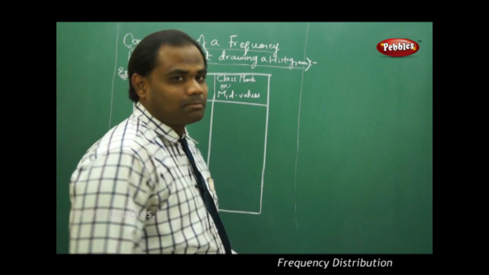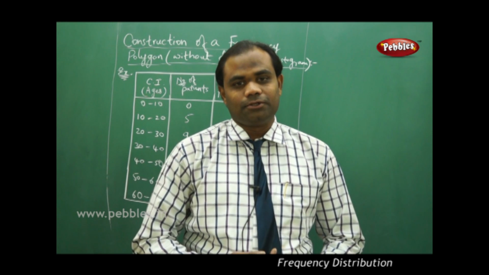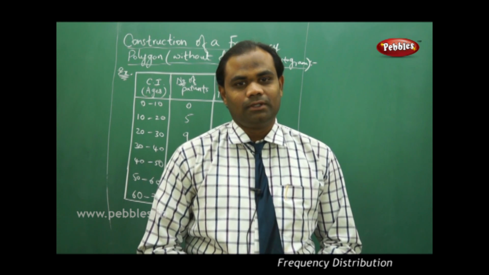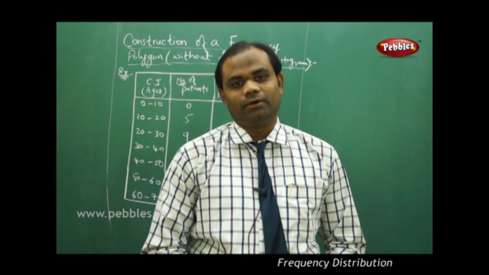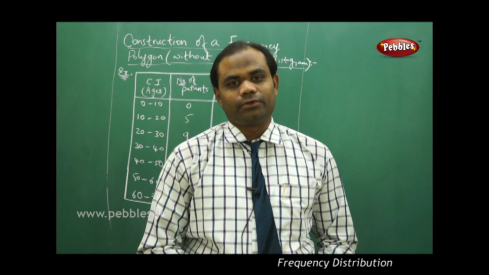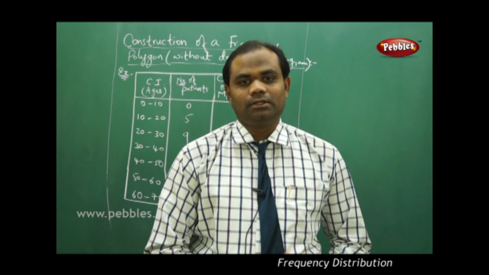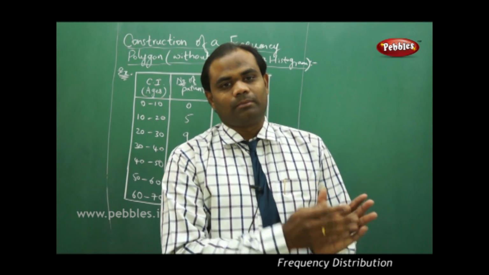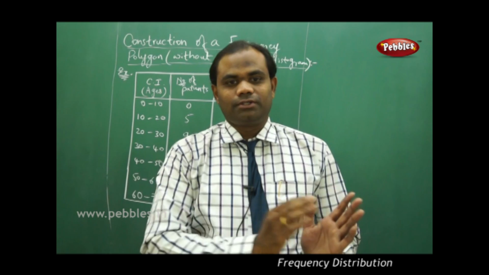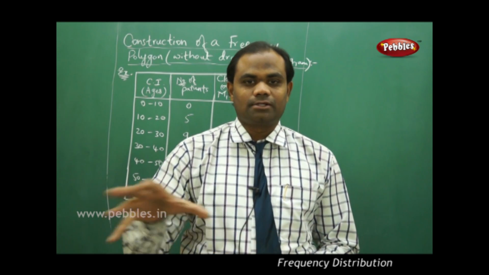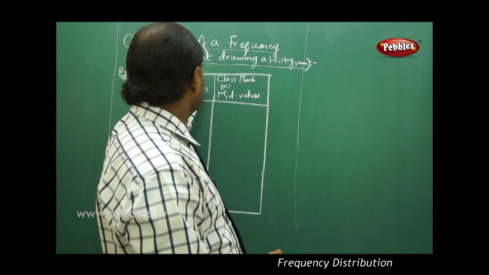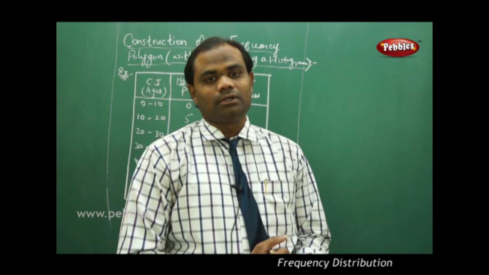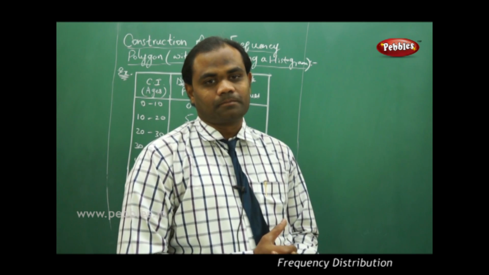Now, the frequency polygon has been constructed using a histogram in the previous session. Now, we will try to construct a frequency polygon without the help of a histogram. That is, we're going to directly construct the frequency polygon without constructing the histogram and then taking the mid of each of the width of the rectangular bars as obtained in the histogram. So let's see how a frequency polygon can be constructed without using its respective histogram.